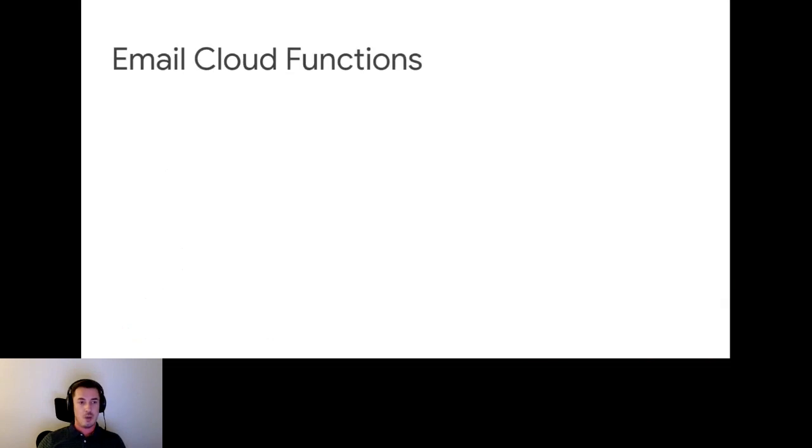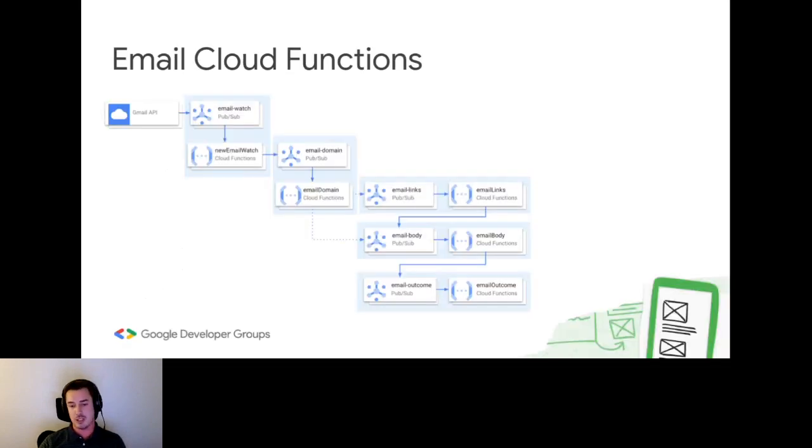Once that is done, we go to the email cloud functions. As we mentioned before, there are a lot of steps that we need to dissect, send out, and then literally do. So it all starts when Gmail sends a notification to the email watch Pub/Sub topic. Once that is done, Pub/Sub executes the new email watch cloud function. Bear in mind, those are all my labelings. It can be labeled as you want, to be honest, but it's just my own.